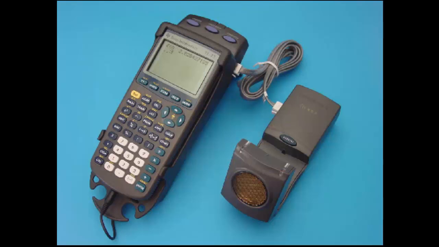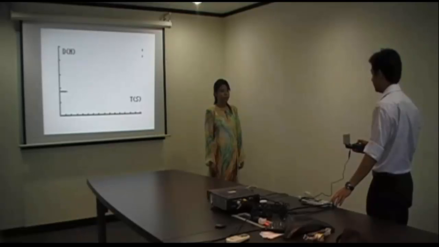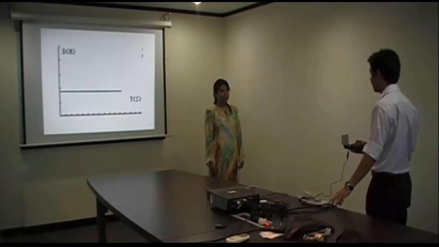We can use a motion sensor with a graphing calculator like these to make graphs showing the relationship between time and distance. For instance, a motion sensor can measure the distance to a moving person and create a graph showing how far away the person is at any given time. Here's the graph of a walker that is standing still. The graph shows the distance from the motion sensor stays the same.